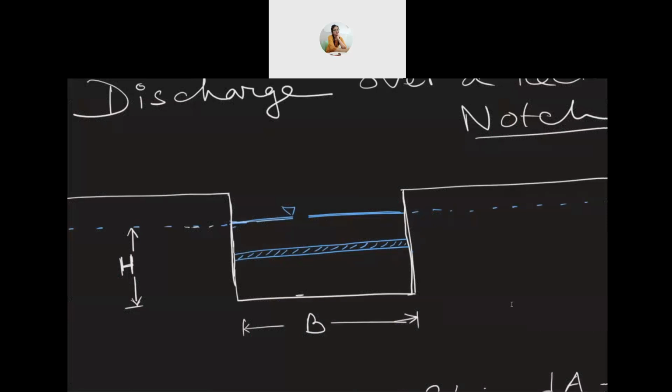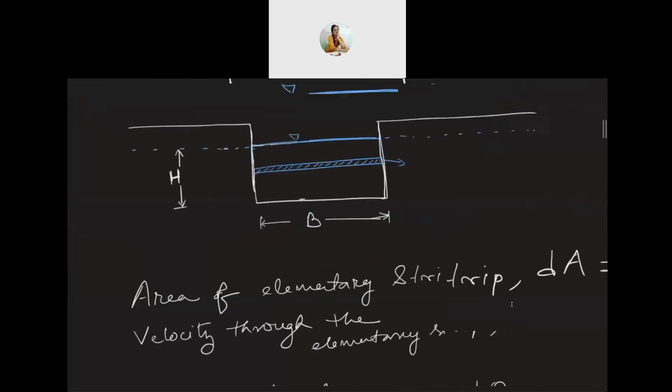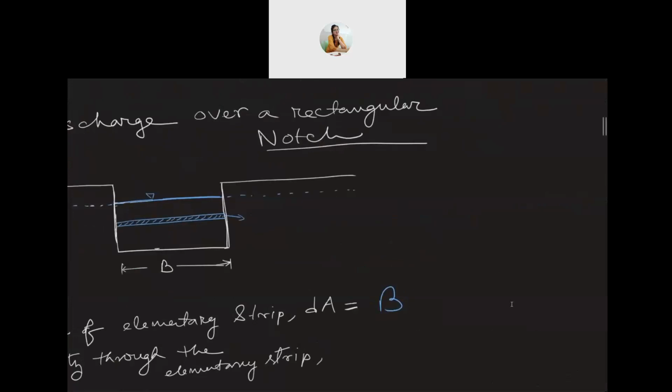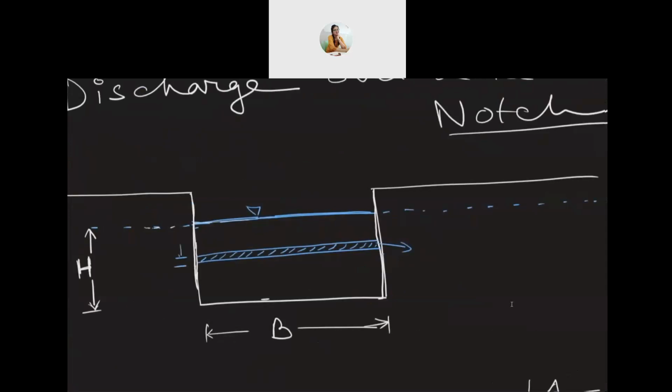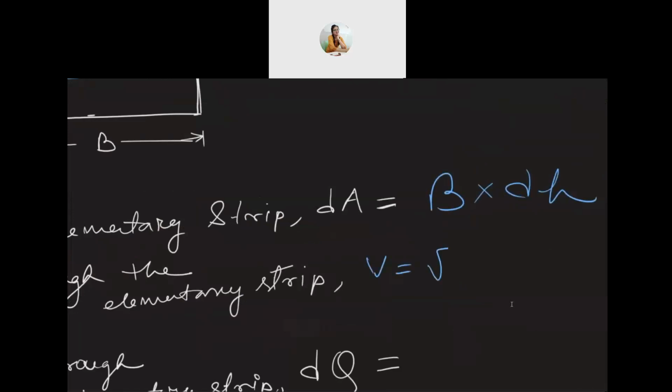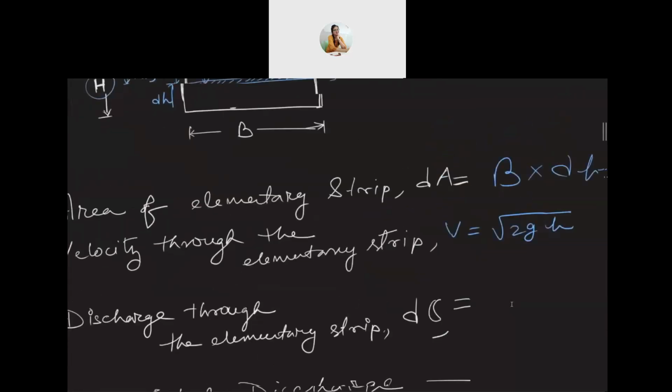Now, the area of this elementary strip will be given by dA equal to b, which is the width of the notch, multiplied by dh, where dh is the thickness of this strip. This strip will be located at a depth small h, where capital H is the total head available and small h is the head available over the elementary strip. So that is the area of the strip. And the velocity through this elementary strip will be given by v equal to root over 2g small h, because that is the head. Therefore, the discharge will be this velocity multiplied by the area.